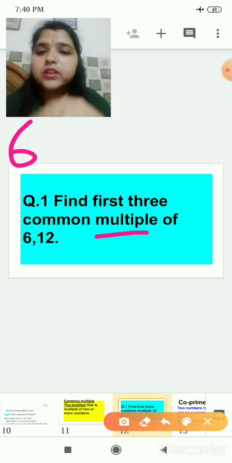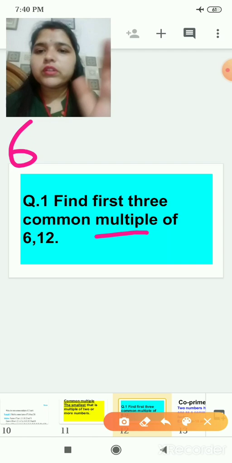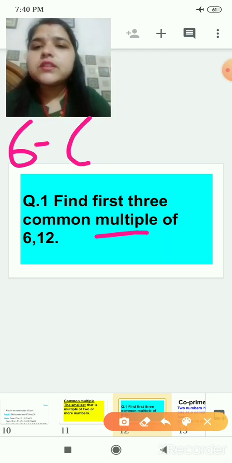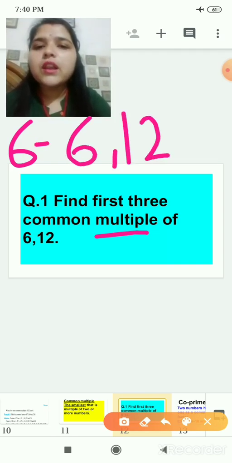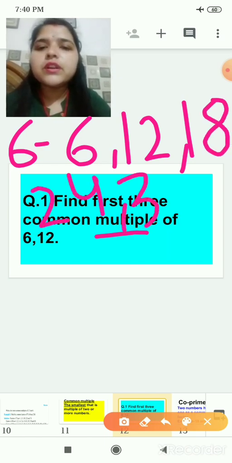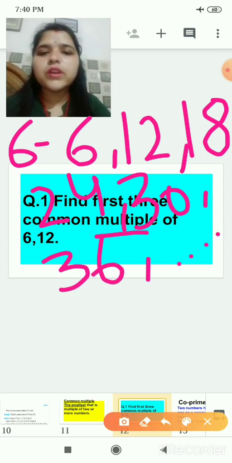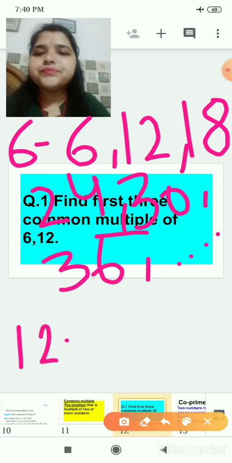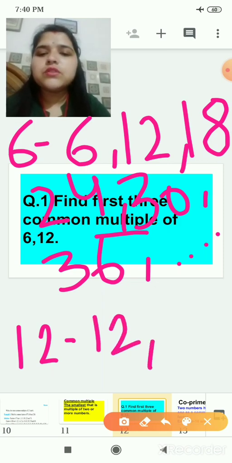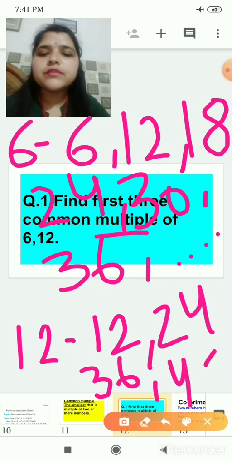But the question is common multiple. Don't mix up. If multiple comes in the question, your mind should be set up to write the table for that. Now 6 1 is 6, 6 2 is 12, 6 3 is 18, 6 4 is 24, 6 5 is 30, 6 6 is 36. Same, we will write the table and so on. Now we'll take the 12 table. 12 1 is 12, 12 2 is 24, 12 3 is 36, 12 4 is 48.